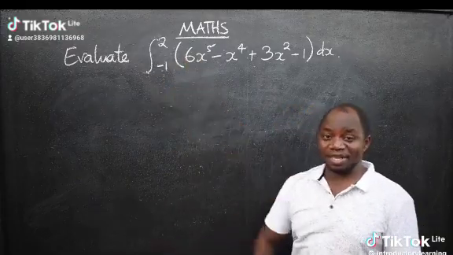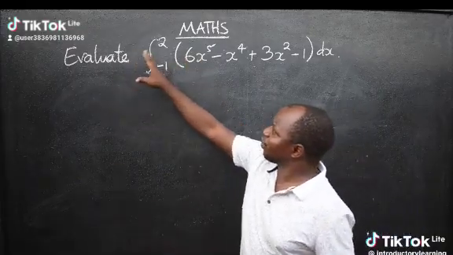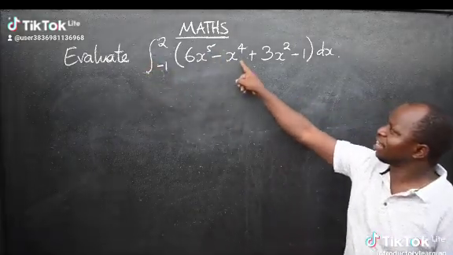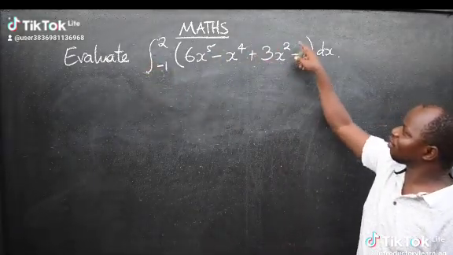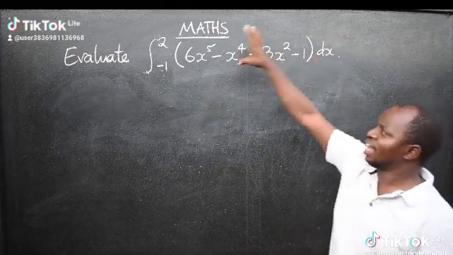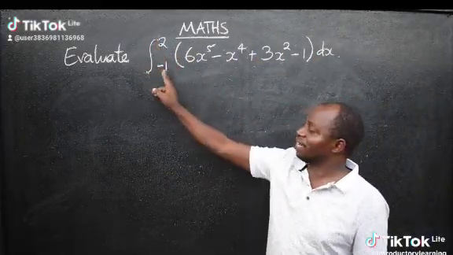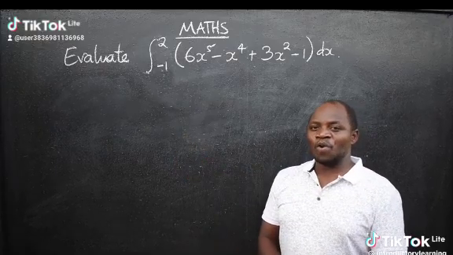This is mathematics. Evaluate. We have the integral of 6x to the power 5 minus x to the power 4 plus 3x squared minus 1 dx, and limits have been given. The upper limit to the lower limit, negative 1.